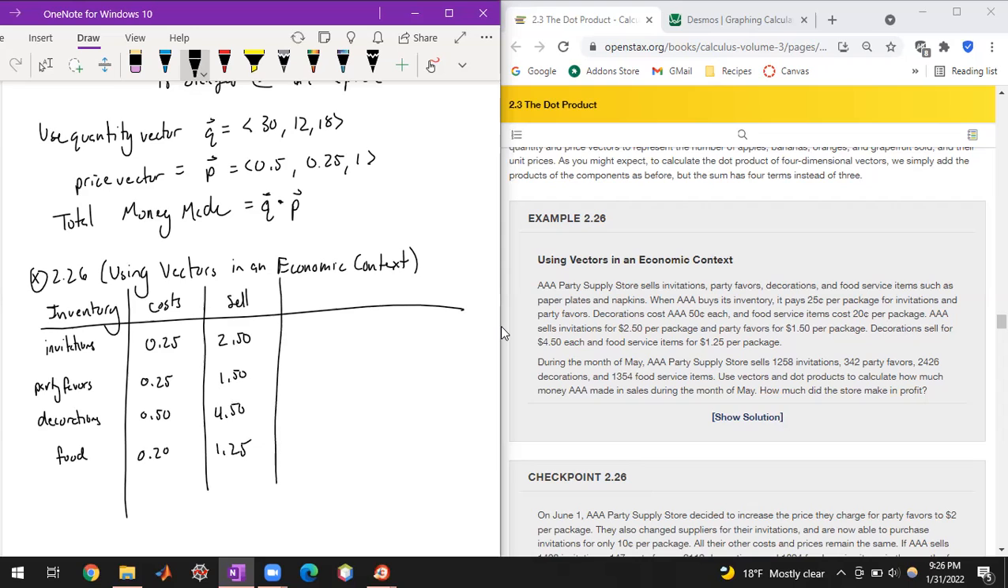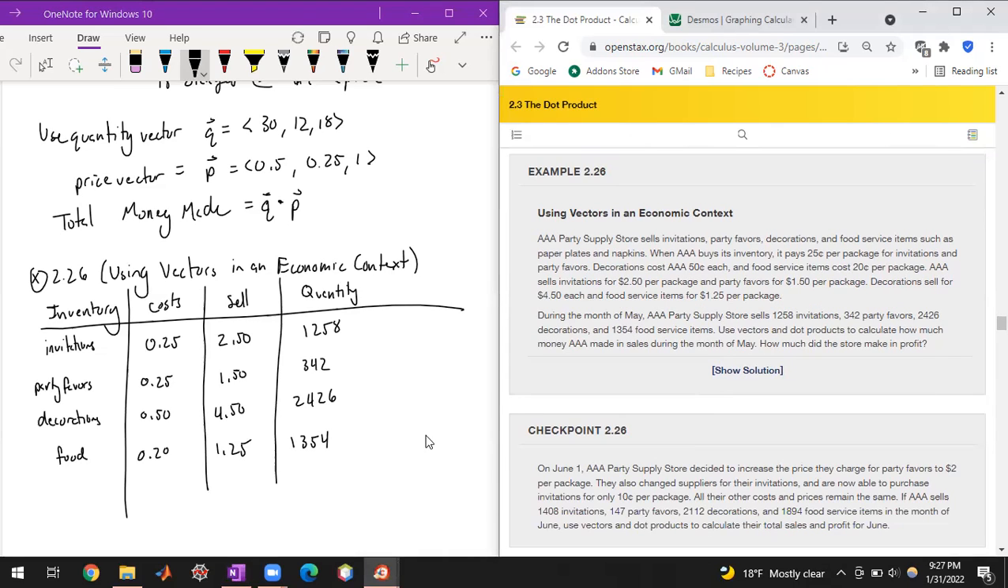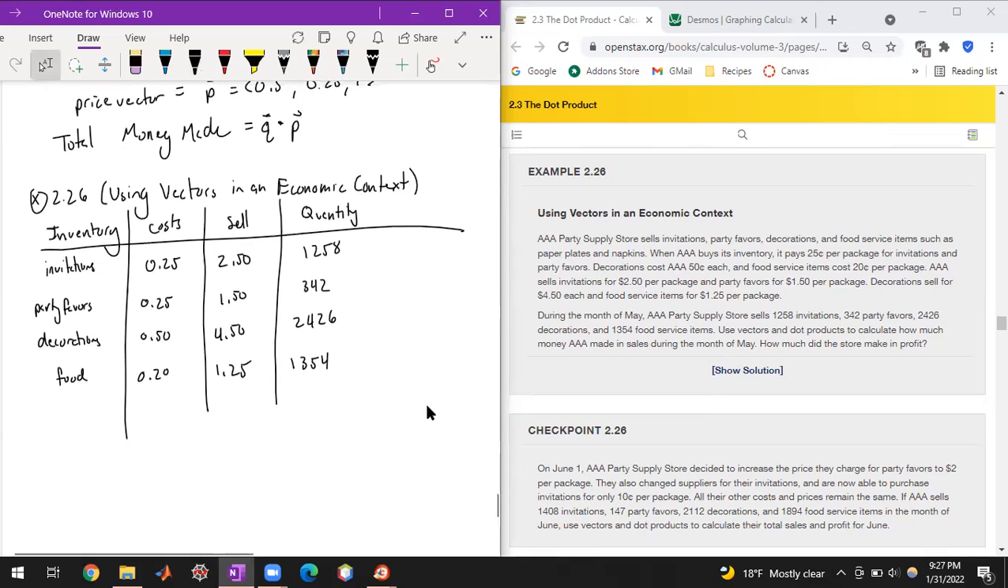We also have the quantity that they've sold. So they've sold 1,258 invitations, 342 party favors, 2,426 decorations, and 1,354 food service items. So let's figure out how much money the store made in profit. Certainly a real-world application of vectors.